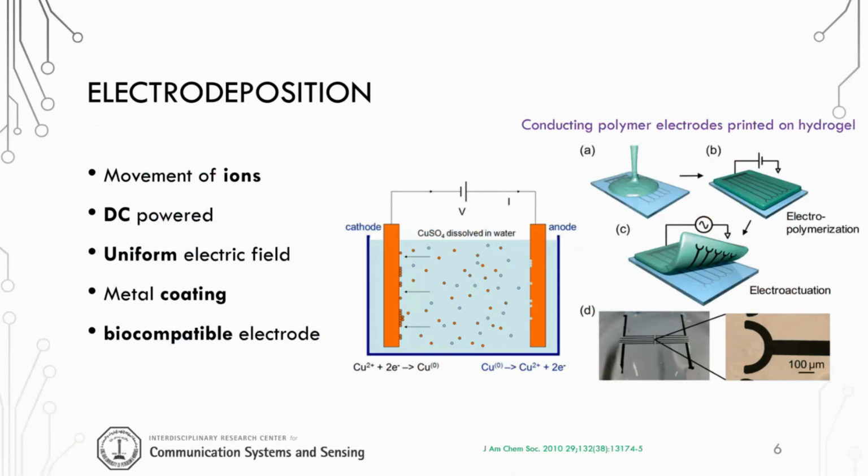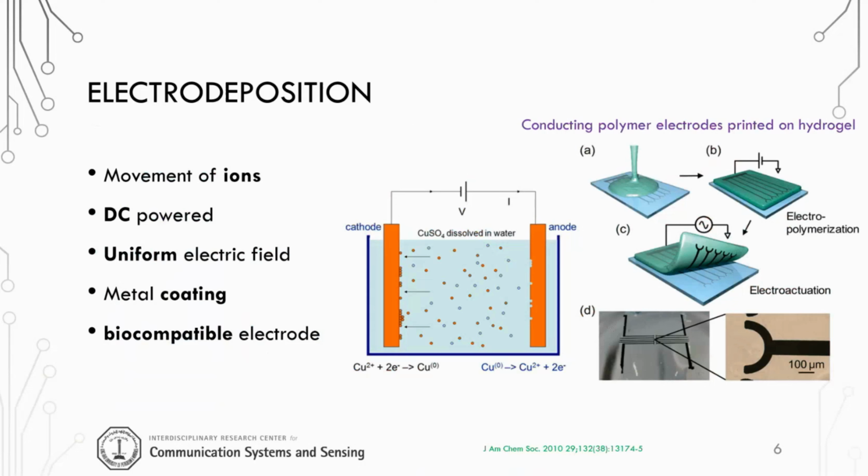So the lines will be parallel to each other. And also, usually one of the applications is in metal coating and on biocompatible electrodes. In some cases, especially metal electrodes, for example silver or gold, they are quite compatible electrodes.